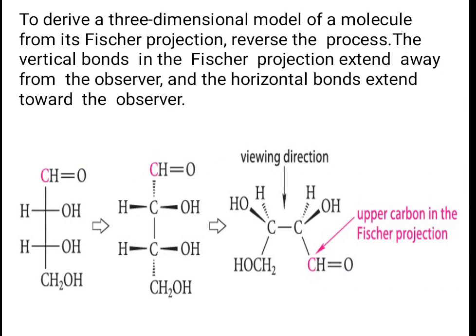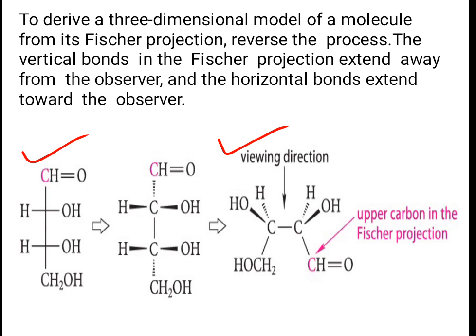To derive a three-dimensional model of a molecule from its Fischer projection, reverse the process. The vertical bonds in the Fischer projection extend away from the observer and the horizontal bonds extend toward the observer. So you have to just reverse the process. You have got this Fischer projection and you are getting an eclipsed conformation of the molecule.